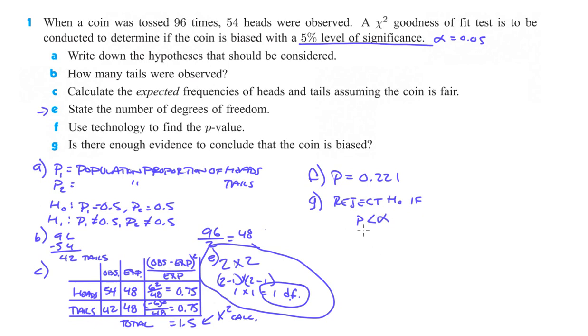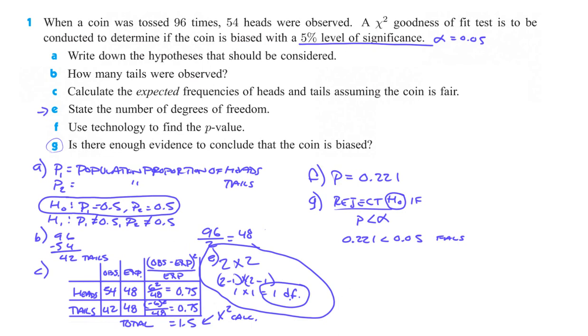In this case our p is 0.221. Is that less than 0.05? This is false, so we don't reject H0. That means we accept H0. So that means there is not enough evidence to support that the coin is biased. And it's kind of nice because G leads us right into the wording of our solution: there is not enough evidence to conclude that the coin is biased.